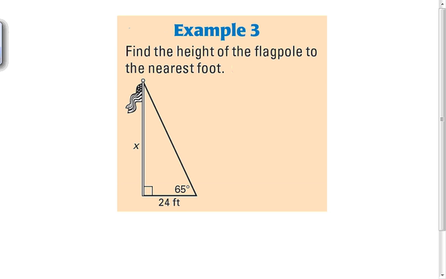Find the height of the flagpole to the nearest foot. Well, we need to look here. Do we have anything with the hypotenuse? Doesn't look like it. Looks like we have 2 legs and an angle. So the 2 legs, we're looking at Toa. So the tangent of 65 degrees is equal to what?